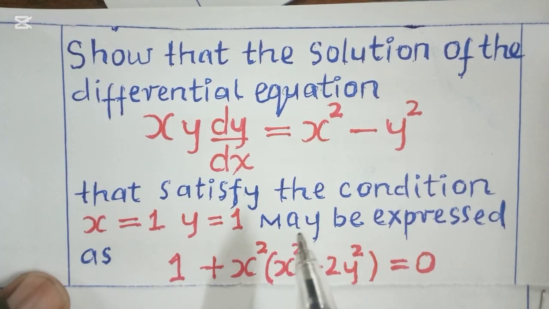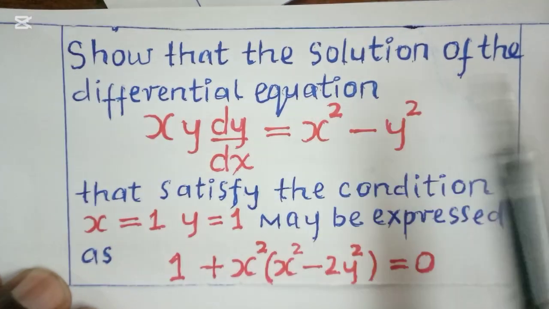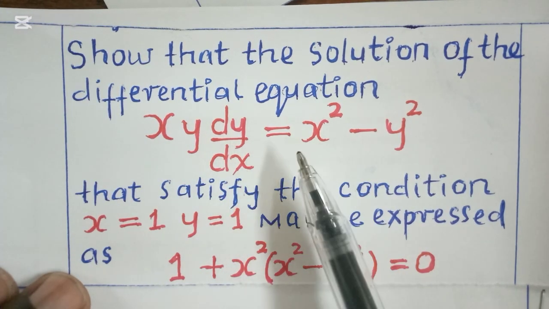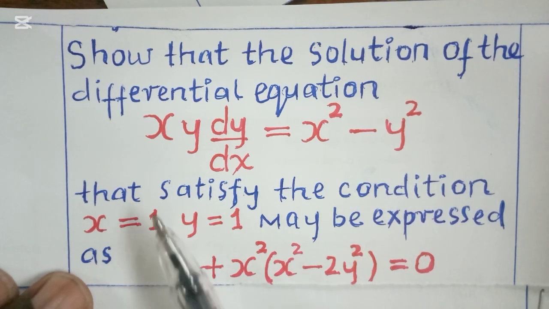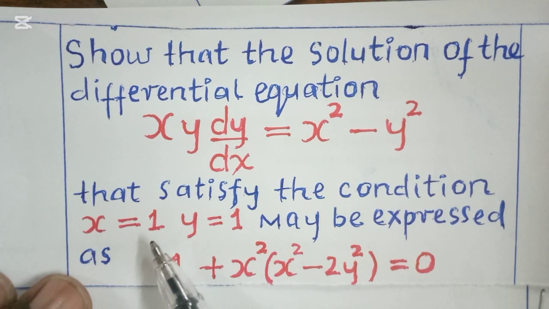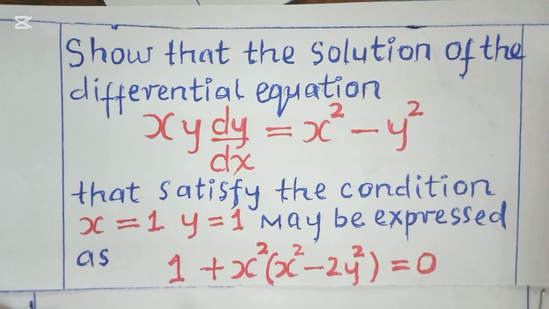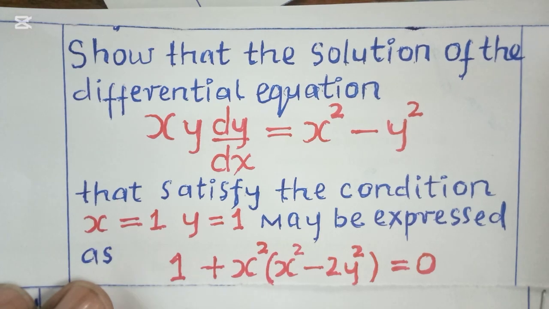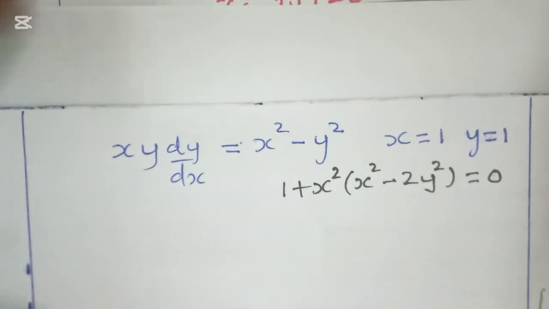Let's attempt this question, and first I read it. Show that the solution of the differential equation xy dy over dx is equal to x squared minus y squared, that satisfies the condition x equals 1, y equals 1, may be expressed as... So guys, let's do this equation and see whether we shall be able to complete it successfully. I start off with the information I have already written here.